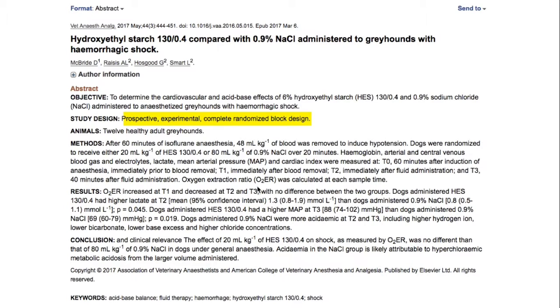Here's an abstract I pulled off of PubMed. This was an animal study, but a lot of times you can see in those studies, they do use a randomized block design where they may put blocks of the animals in the different treatment or control groups.